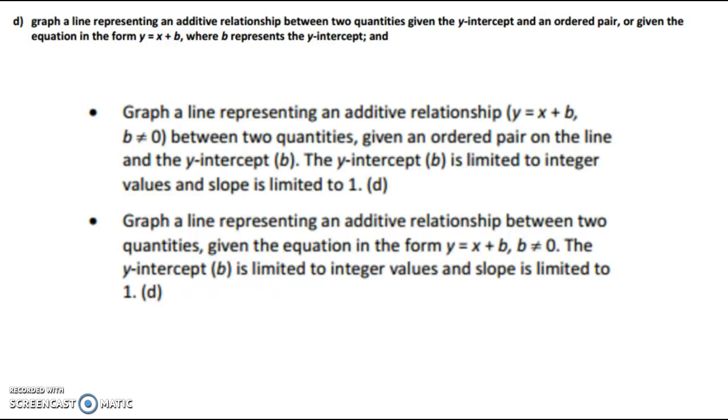For SOL 7.10d and the matching bullets in the Essential Knowledge and Skills, students will graph the line given an ordered pair and the y-intercept, or given the equation y equals x plus b.